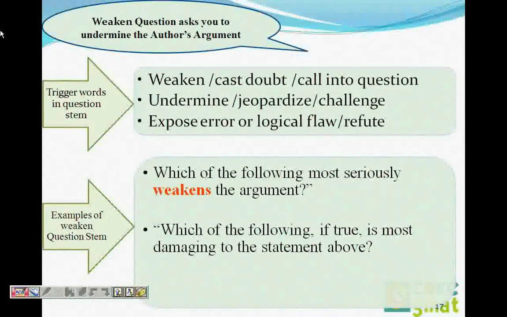Okay, hi. So we just completed a video on strengthening questions. So we are going to start with the weakening questions. Right. So we'll start again the same way. A weakening question is to undermine the author's conclusion.